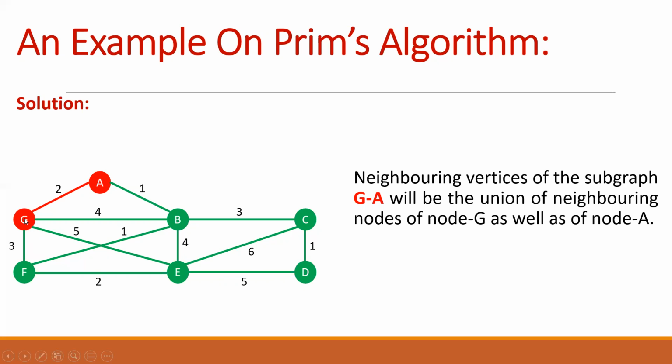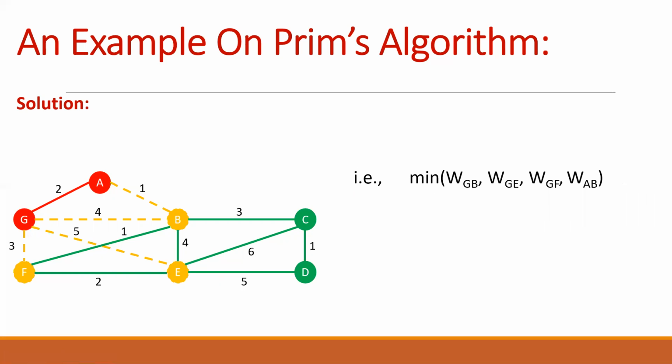Now we come to node G. Node G has four neighboring vertices A, B, E, and F, but A cannot be considered a neighboring vertex of G now because G and A are part of a single system. Therefore, we consider GB, GE, and GF only. So the total neighboring nodes for both nodes A and G, or we can say the subgraph GA, are B, E, and F only. We highlighted them in yellow color. Now we have to find which of these vertices can be connected to the subgraph GA.